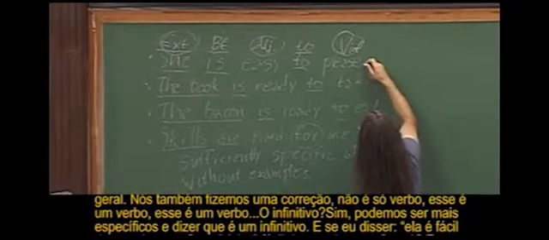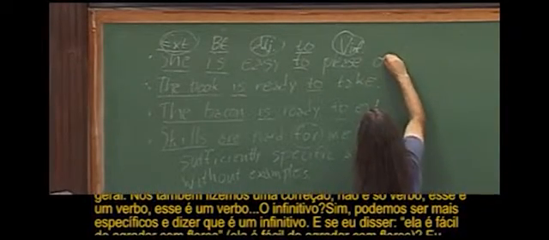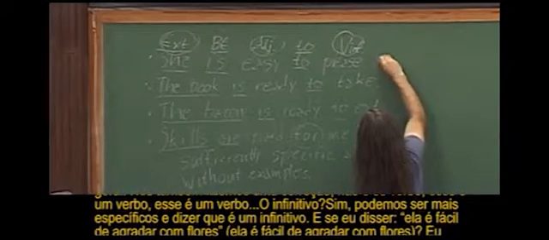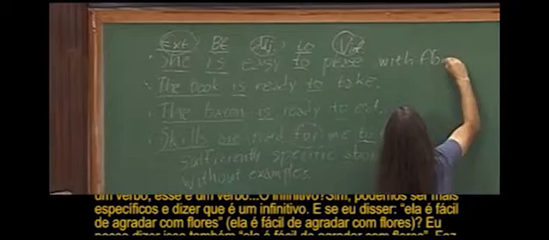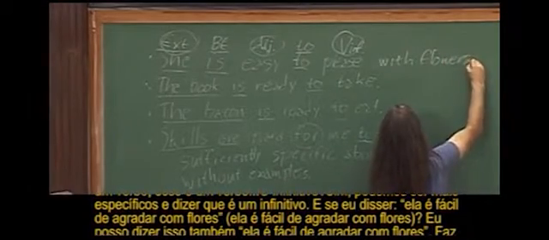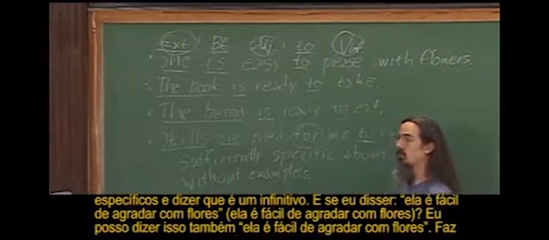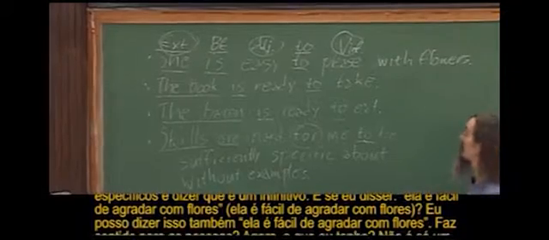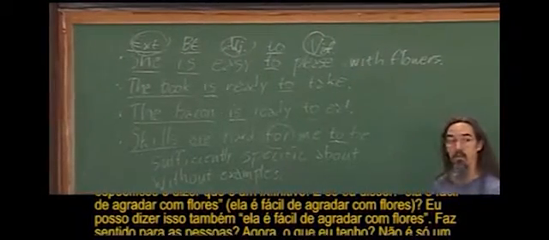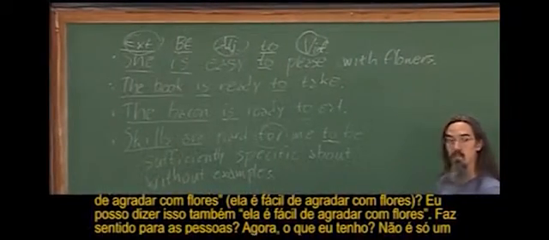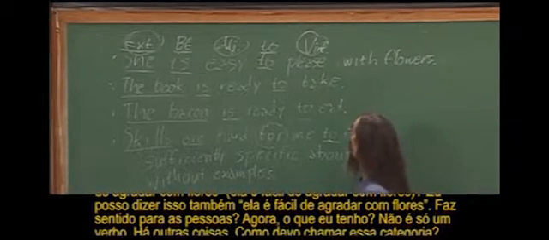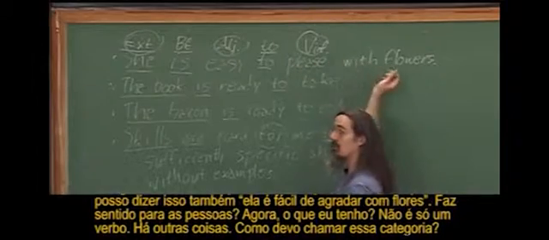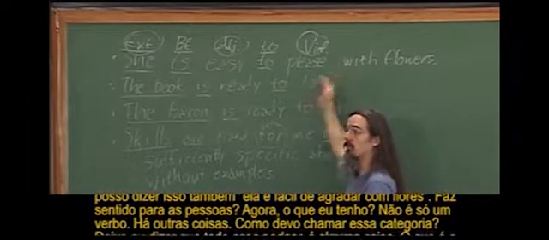So I can say that too. I can say she's easy to please with flowers. Does that make sense to people? Okay. Now what do I have? It's not just a verb, right? There's some other stuff. What should I call this category?